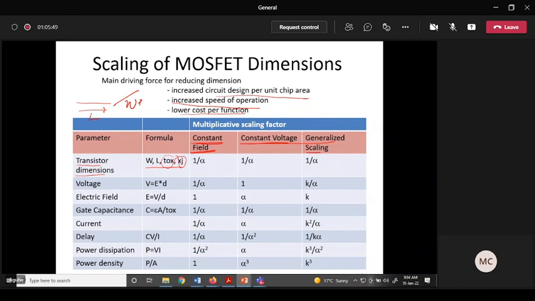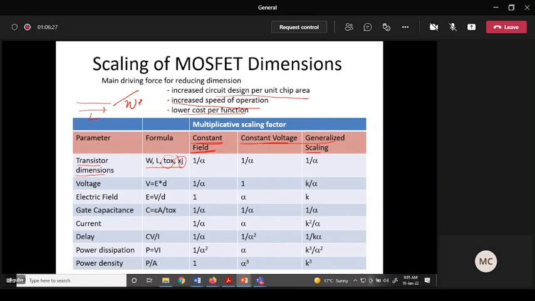What is the constant field approach? It is when you reduce your MOSFET size, you also reduce the voltage, that is the supply voltage. You remember, for a MOSFET you need to give a supply voltage between source and drain, and also a supply voltage between gate and source. So these two voltages need to be reduced in the same proportion so that your field remains the same. That is called the constant field approach. Your field remains the same.